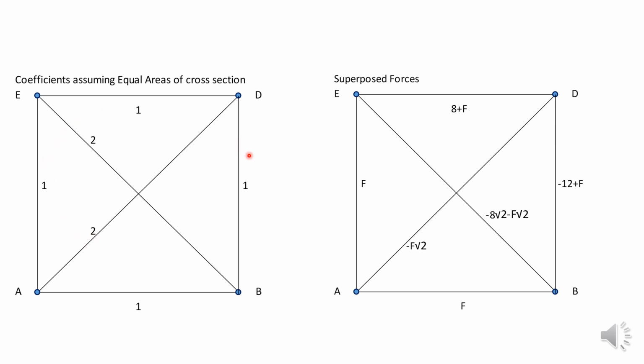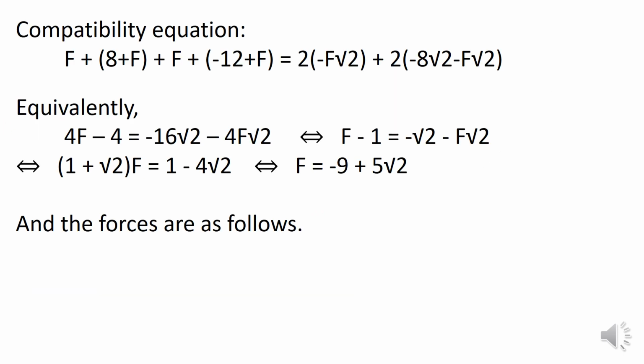Here I am just copying and pasting the previous two diagrams. This is the diagram with the coefficients, and this is the diagram with the superposed forces. So the idea here is to multiply the coefficient times the force on corresponding members and add those. Okay, so it's the sum on the perimeter equal to the sum on the diagonals. So the compatibility equation will be this. Okay, you can verify this.